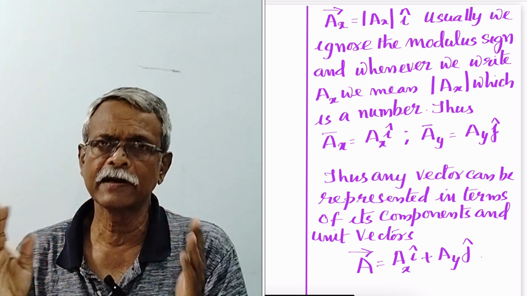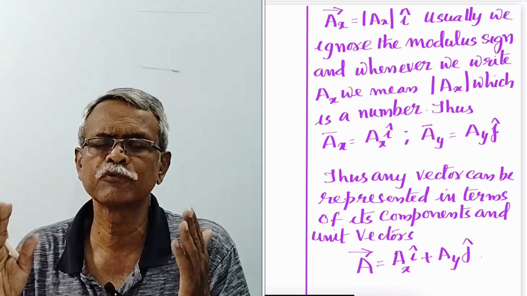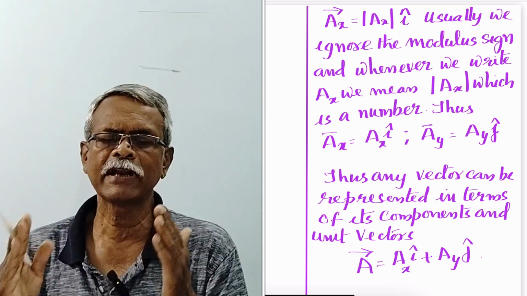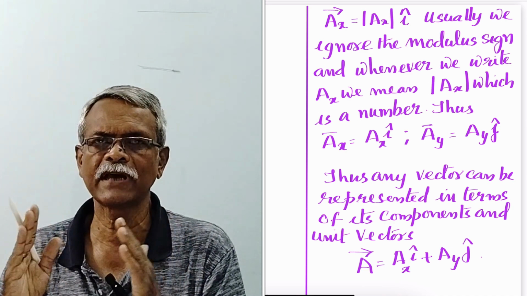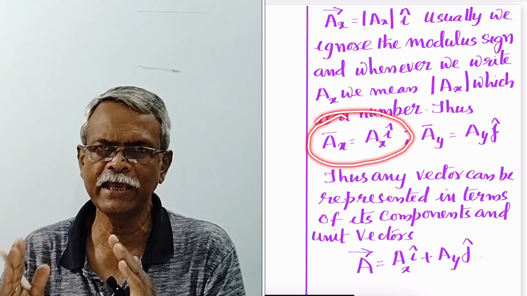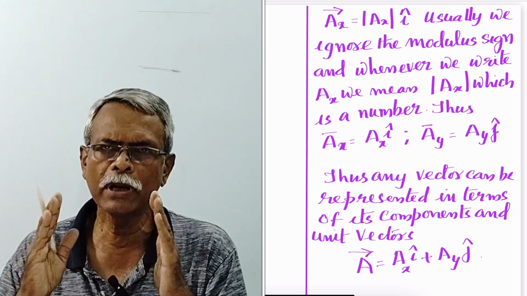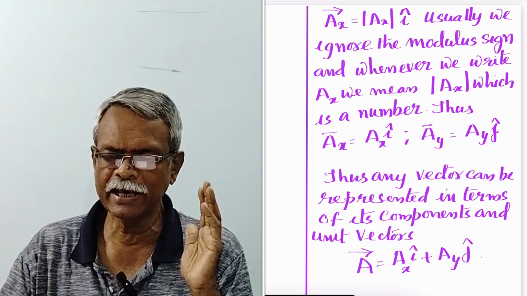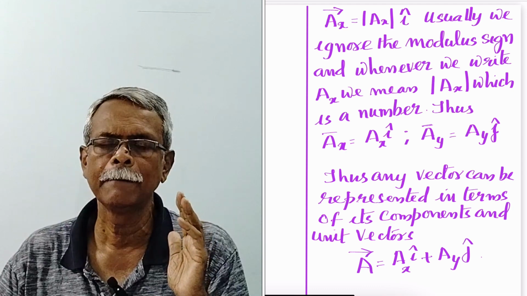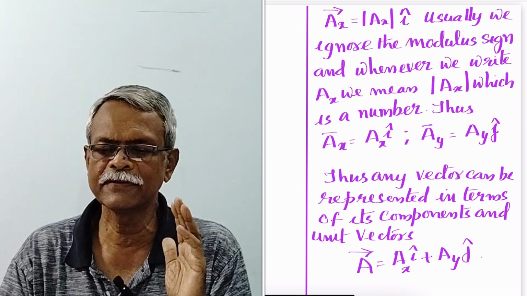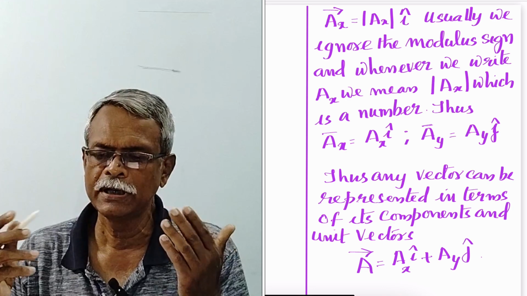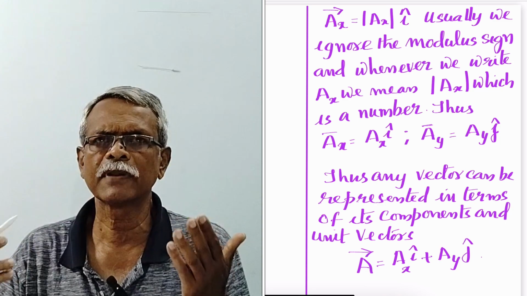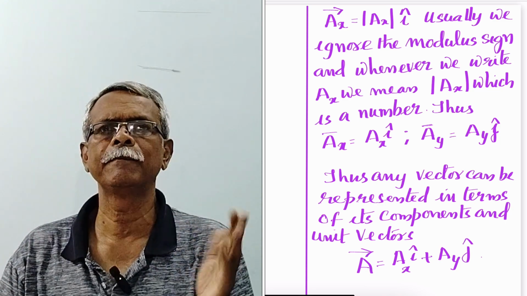Thus, any vector can be represented in terms of i and j. Since A is equal to vector Ax plus vector Ay, vector Ax is equal to modulus Ax i, which is written as A sub x i, and vector Ay is modulus Ay j, which is written as A sub y j. Then we can write vector A as Ax i plus Ay j. In the z direction it is k. Therefore, in 3 dimensions we can write a vector A as Ax i plus Ay j plus Az k.